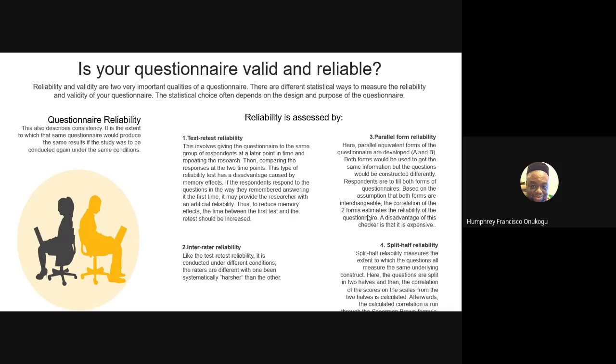The last one is split half reliability. Split half reliability measures the extent to which the questions all measure the same underlying construct. Here, the questions are split in two halves, and then the correlation of the scores on the scales from the two halves is calculated. Afterwards, the calculated correlation is run through the Spearman-Brown formula.